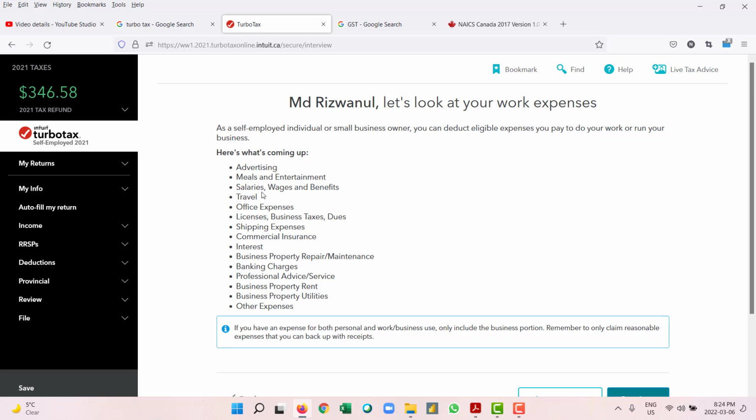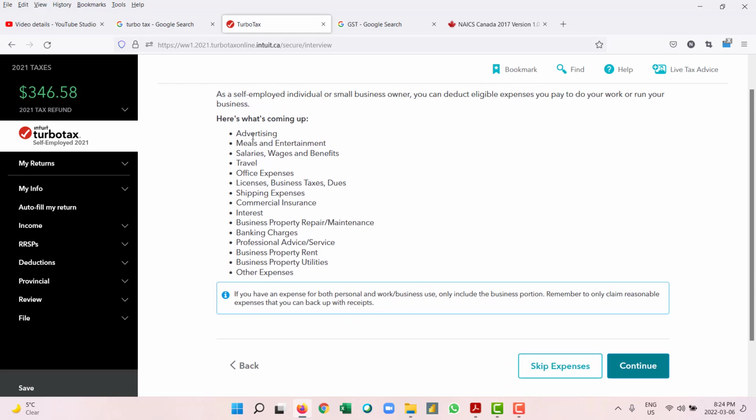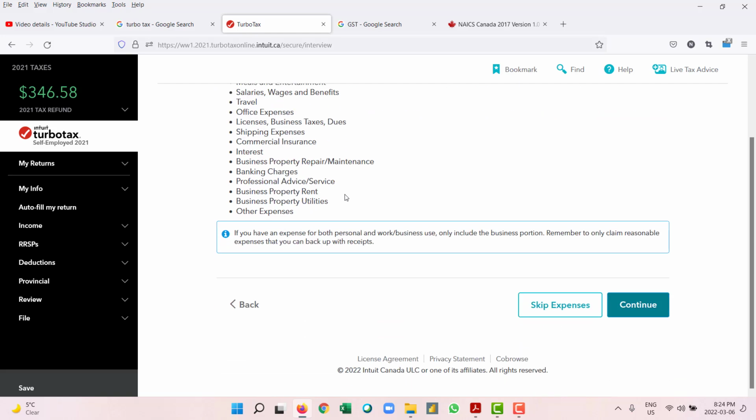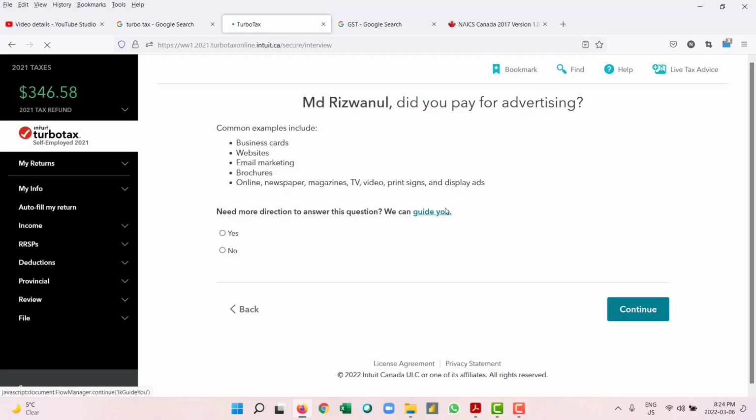And for advertising and mails, you can also deduct it. I did not have a card, so I cannot deduct it. I can deduct only bus transit or something else, but it needs a lot of time, so I will not go for that. And if you are a self-employed person, then you can easily deduct the meals and entertainment. So meals and entertainment, continue.